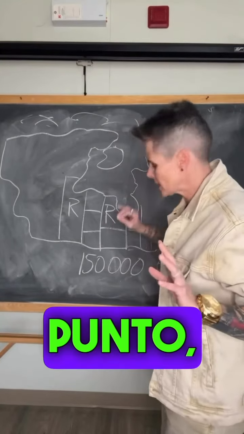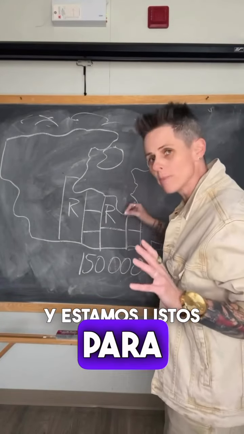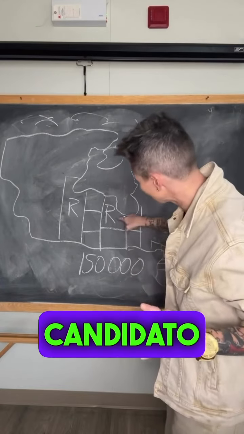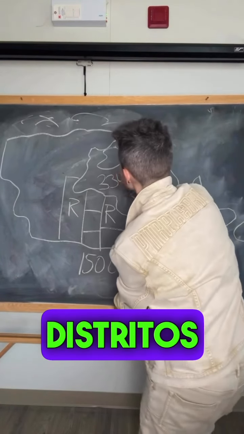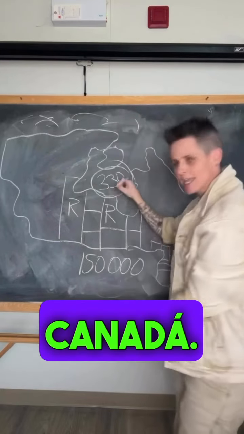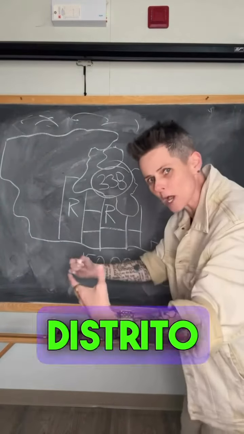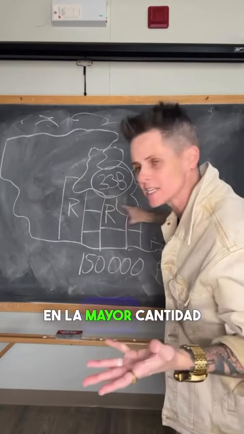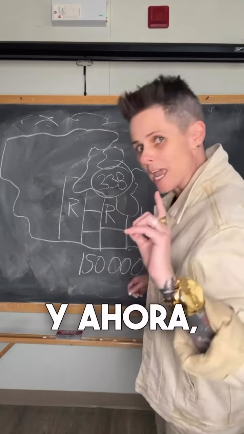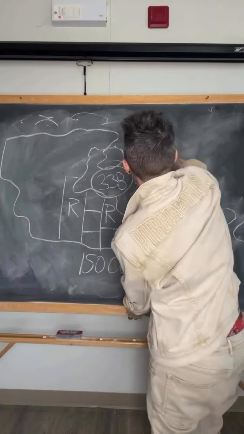So at this point, every party has a leader and we're about ready to call an election. They have to put a candidate in every single one of the 338 ridings in Canada. They have to put a candidate in each riding, because if you don't put a candidate in, you can't hope to win, in hopes that they're going to win as many ridings as they possibly can. And now we vote.